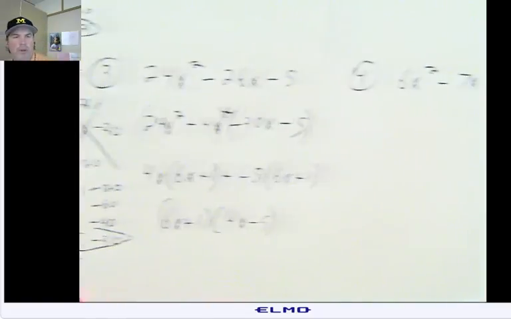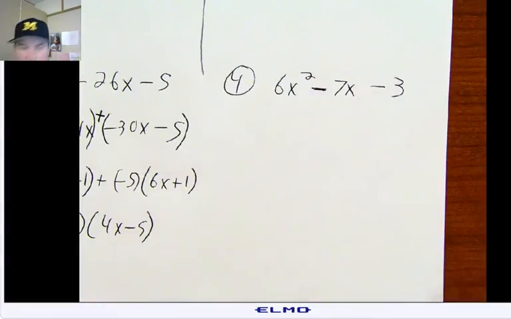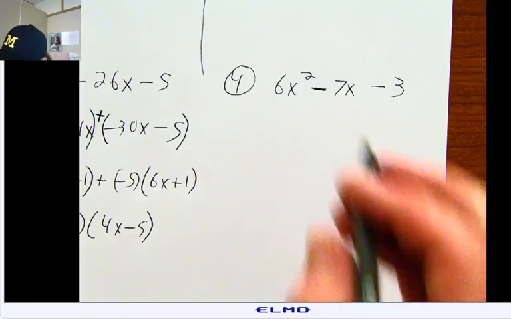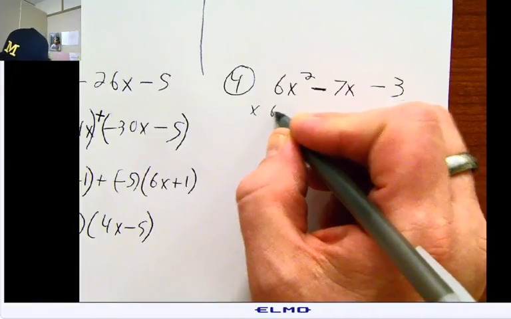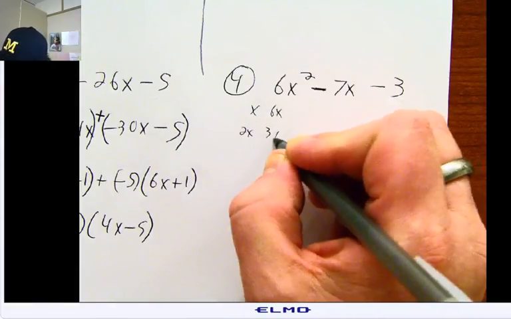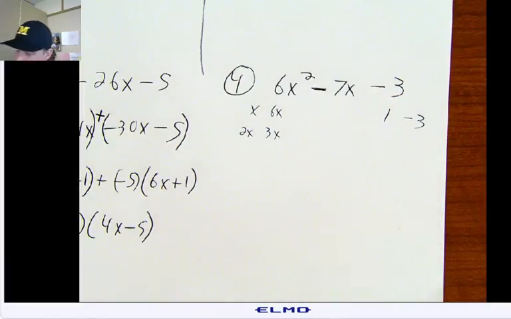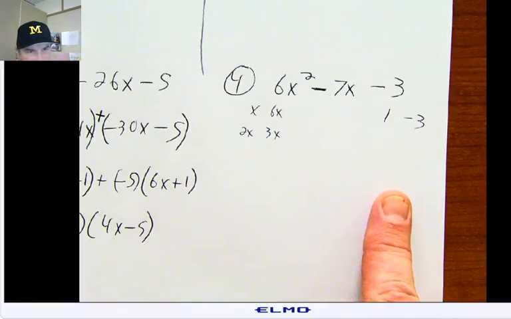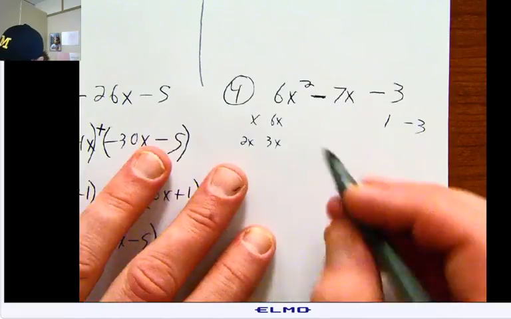Let me do one more. Example 3, 6x squared minus 7x minus 3. I'm going to be honest with you. I would not use Elliott factoring for this one, because the list of things that can multiply to it is pretty small. This one's either x and 6x or it's 2x and 3x, but that last term is definitely 1 and negative 3. So there's not a ton of options here. Guess and check isn't that hard of a system to go by.